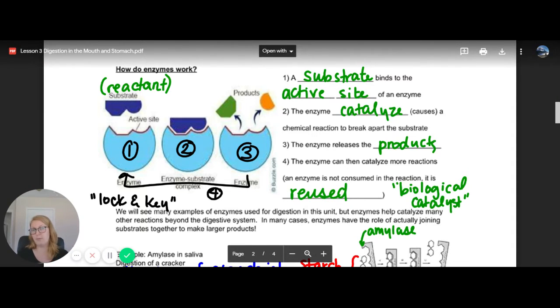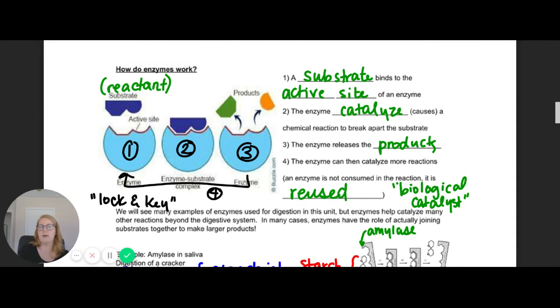We aren't going to talk about many of those this year, but in grade 12, like I was saying before, one of the jobs of enzymes, as an example, is to build DNA strands. So they're taking lots of parts and essentially making a big giant polymer of that.